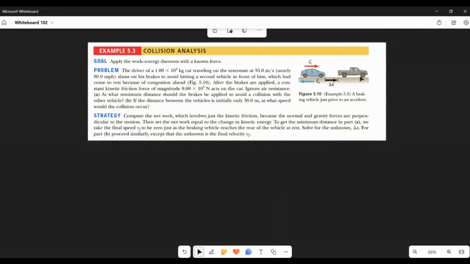So after the brakes are applied, a constant kinetic friction of 8.00 times 10 to the power 3 newtons acts on the car, right? That Fk is opposite to the direction of motion. Ignore air resistance. They're asking, A, at which minimum distance should the brakes be applied to avoid collision with the other vehicle? B, if the distance between the vehicles is initially 30 meters, at what speed would the collision occur? It doesn't sound like there's much happening here.